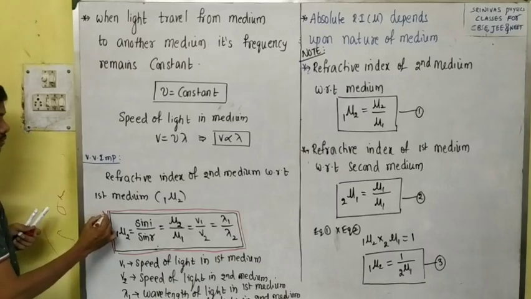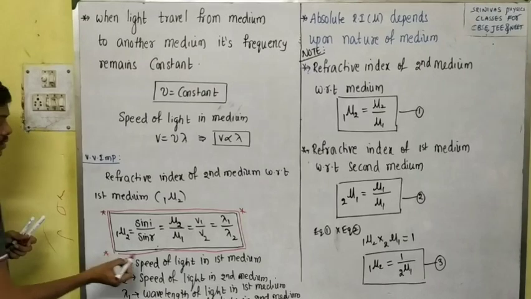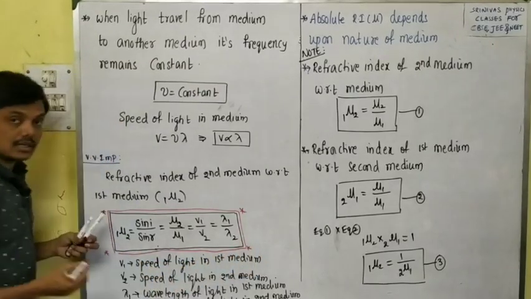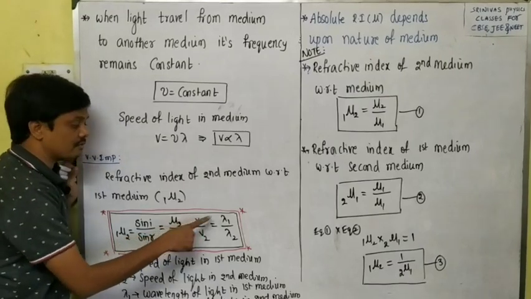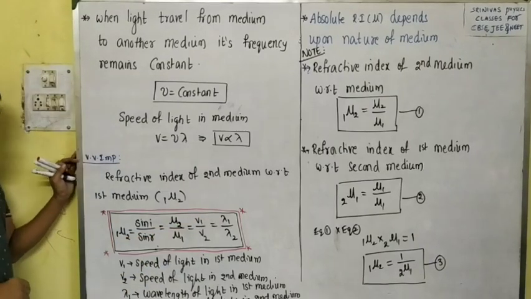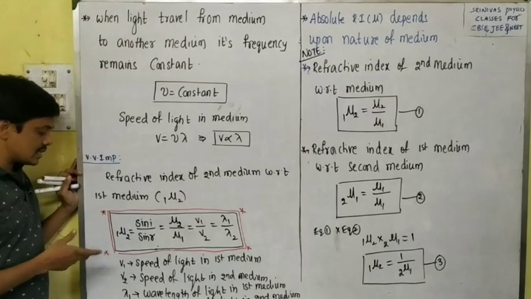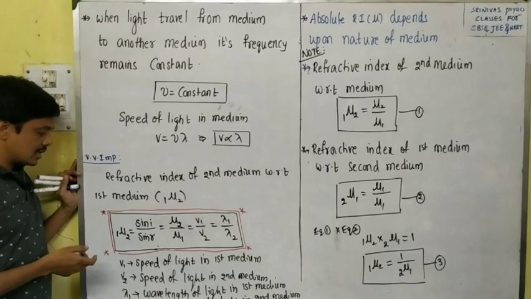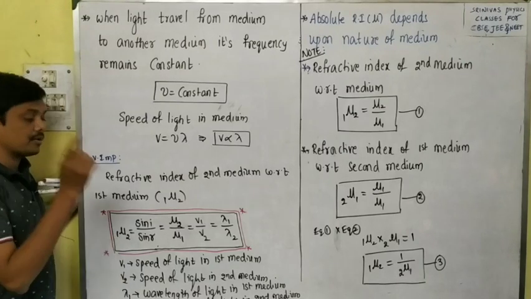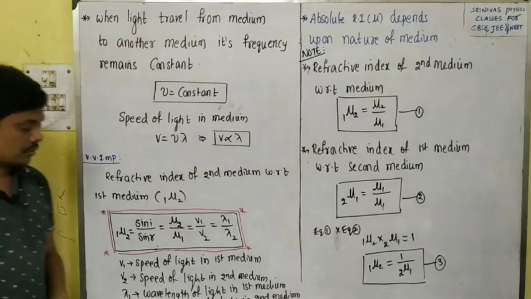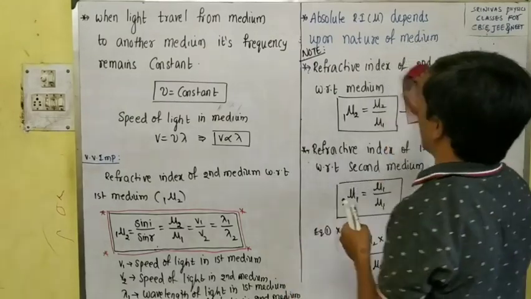When light moves from one medium to another medium, what changes? Light bends, and due to that its speed changes and wavelength changes. When light goes from one medium to another, how the wavelength changes, how the velocity changes, and how the angle changes, all these we can find out by using this single formula. Right. Now let us continue with one more important point that I am going to explain.